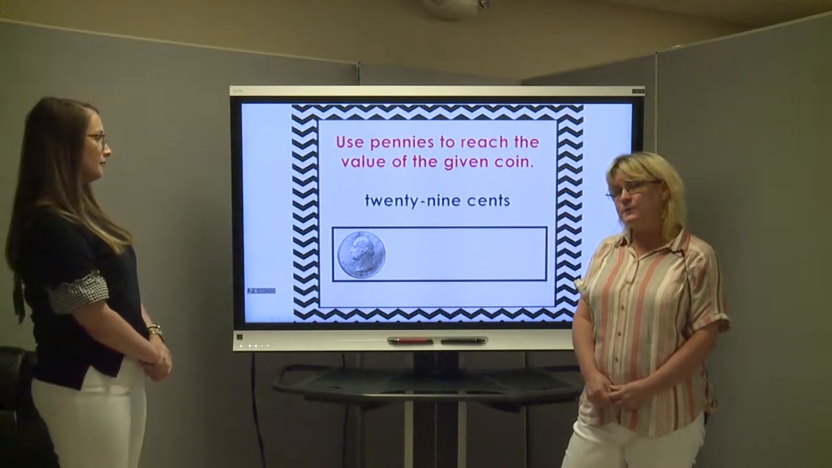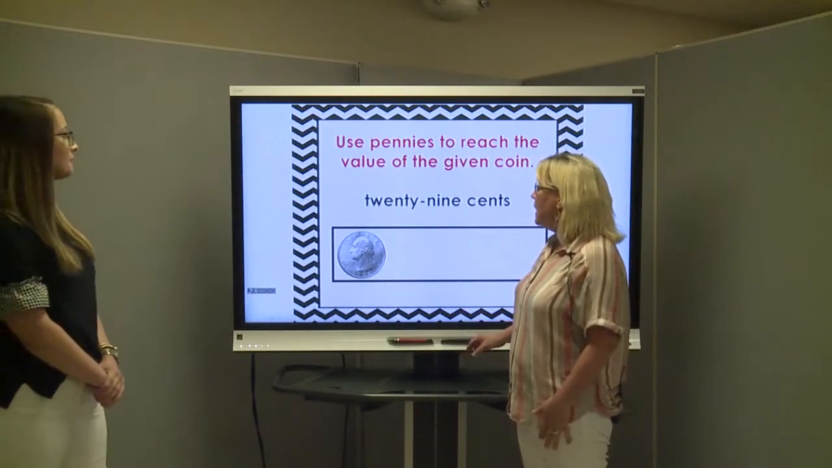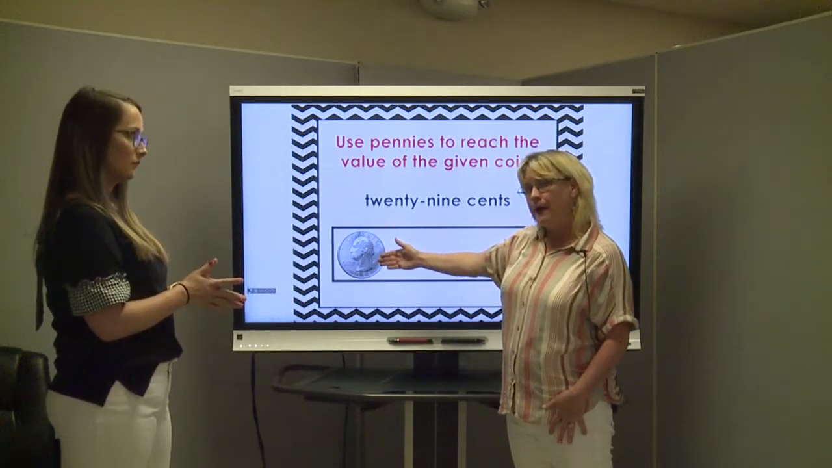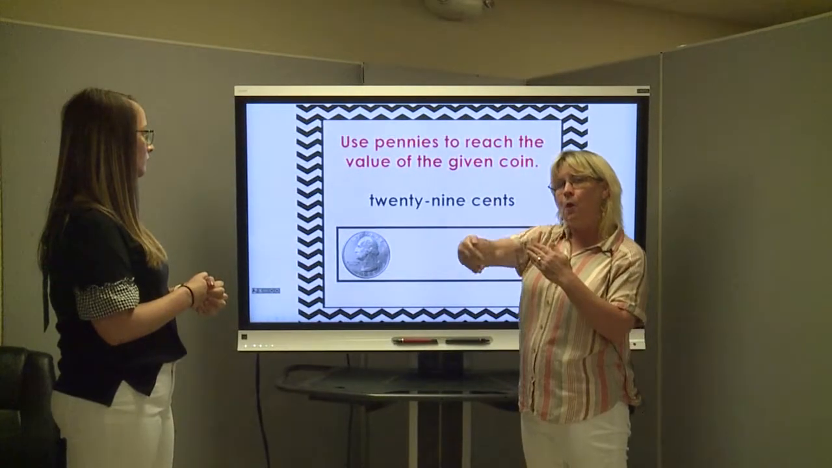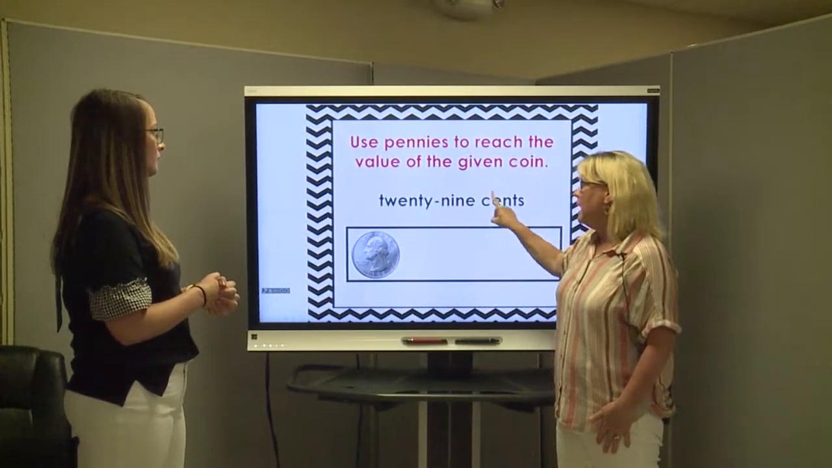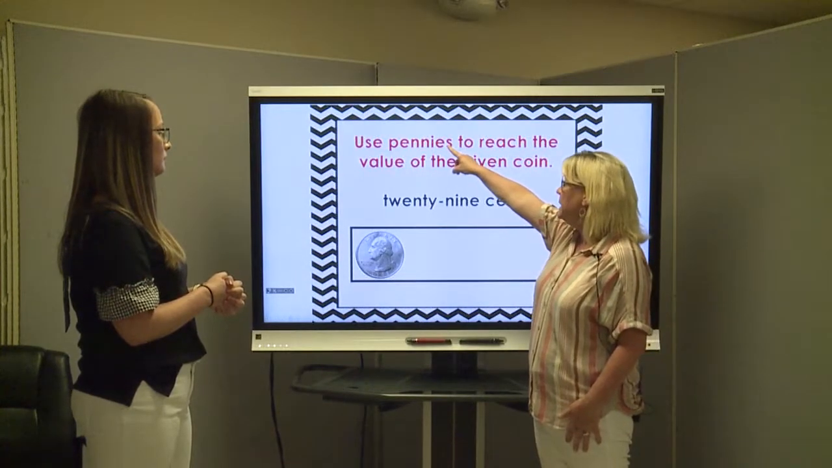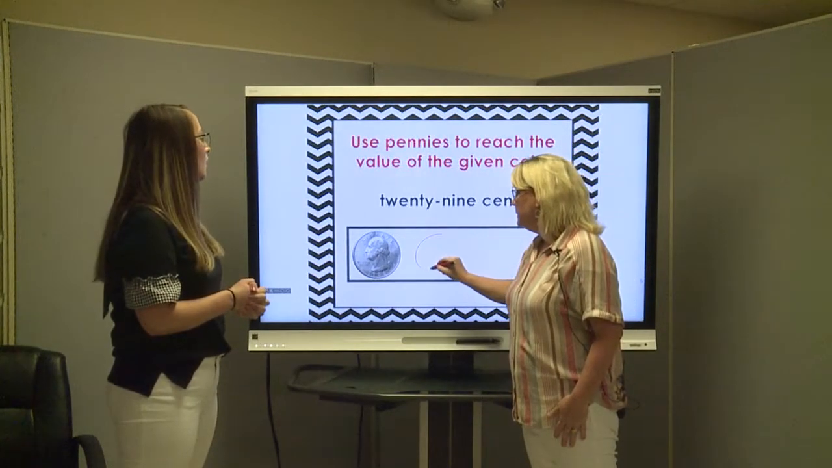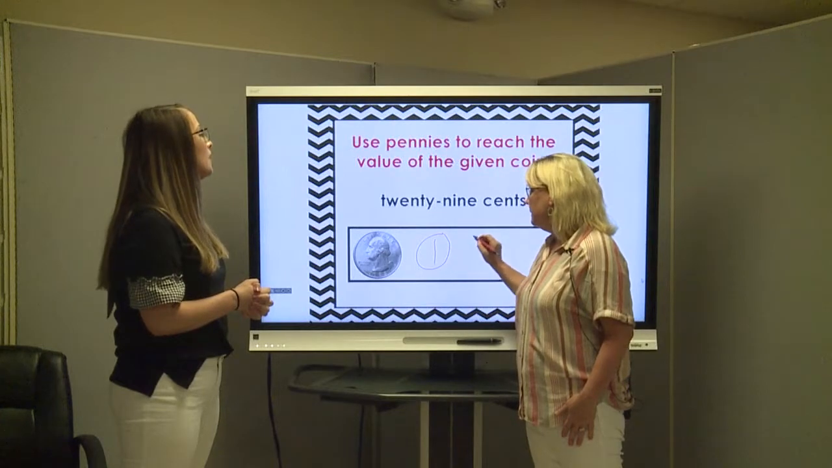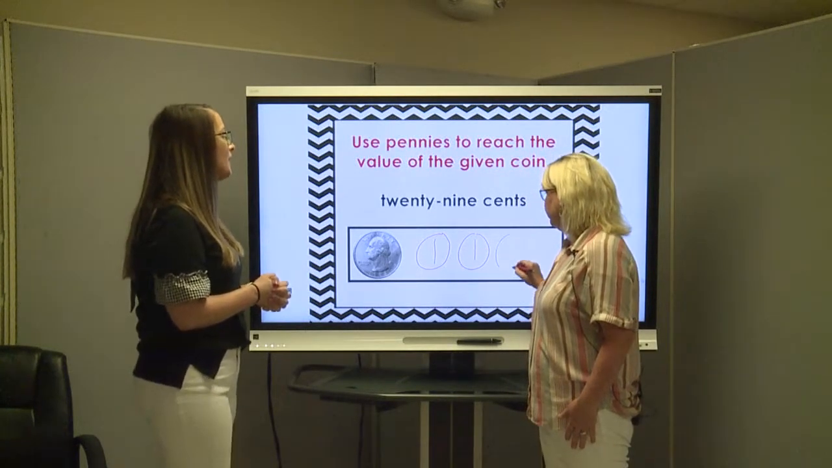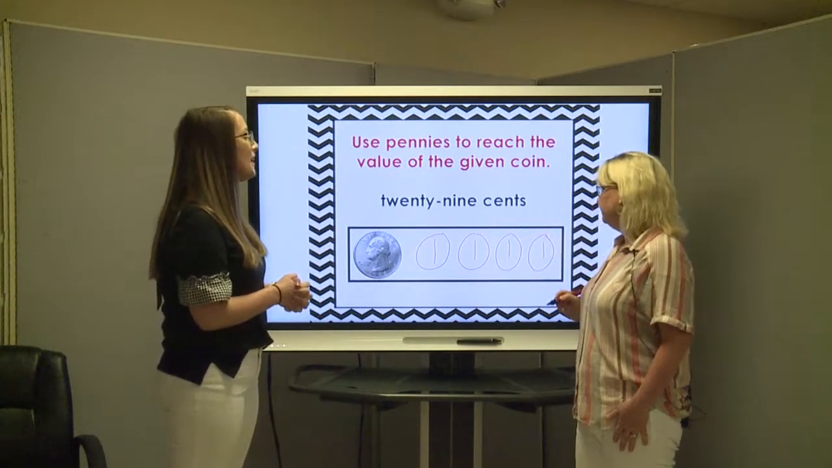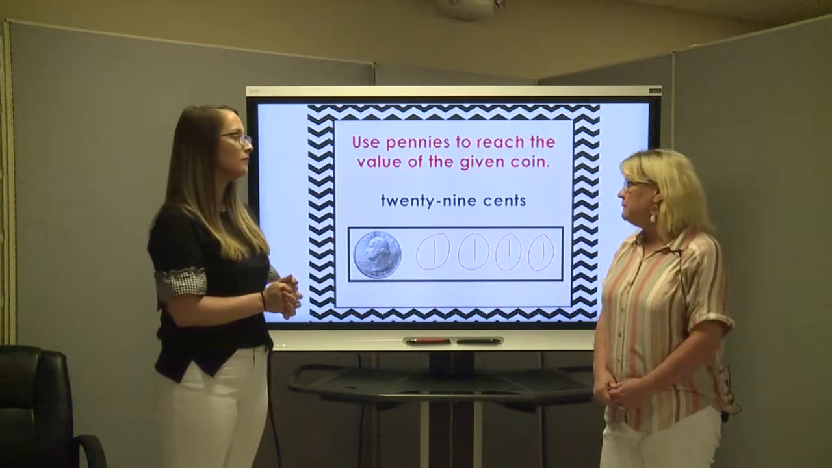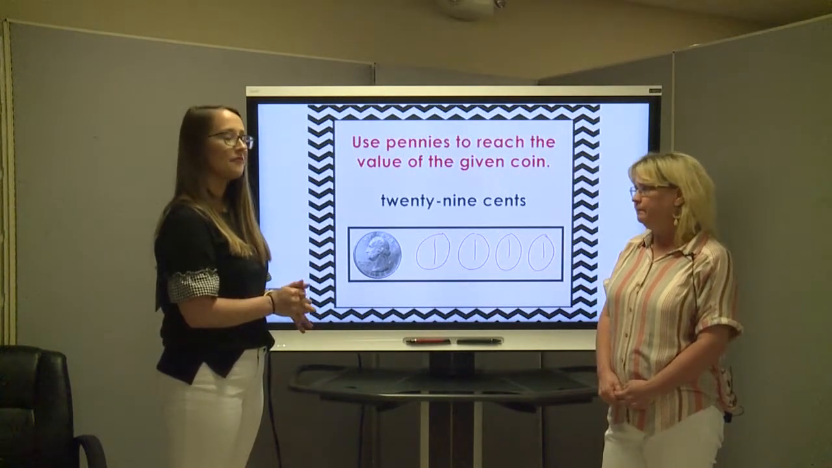Now, let's try another one just like that, but with a larger amount. This time we're going to start with a quarter. Now stop and think. A quarter is worth 25 cents. The number I'm trying to count on to is 29 cents. So let's use our pennies to reach that amount. Remember, put 25 in your head and count up. 25, 26, 27, 28, 29. So 1 quarter and 4 pennies will give you 29 cents. Very good, boys and girls.